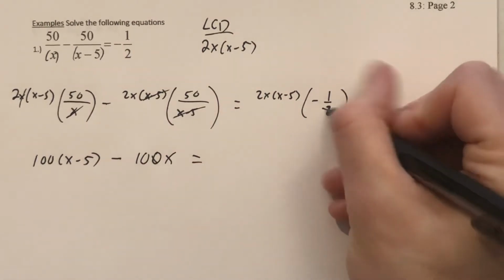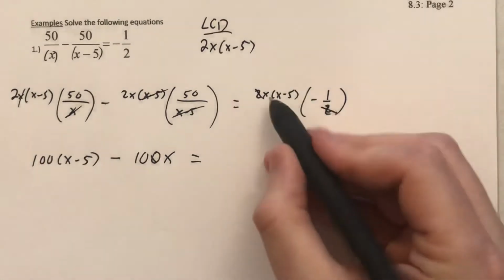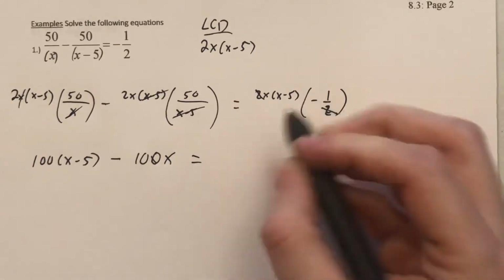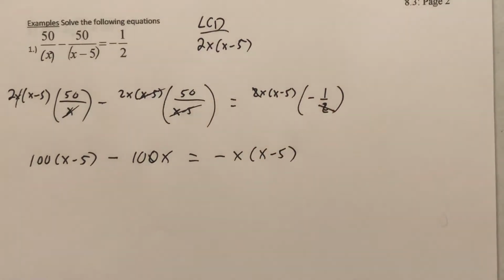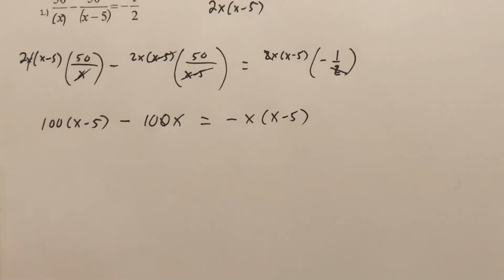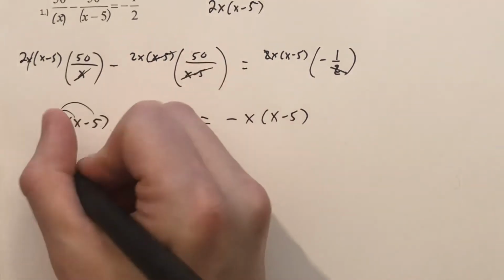And over here, the 2's cancel, so I've got an x times an x minus 5 and a negative. So the negative of x times x minus 5. So that would be what a line would look like once we've done some of that canceling and a tiny bit of the simplifying. There's still more to do though.